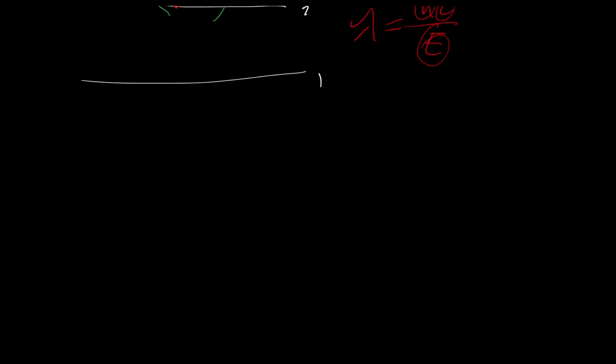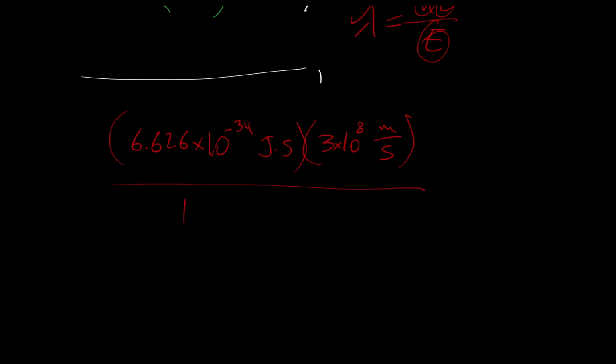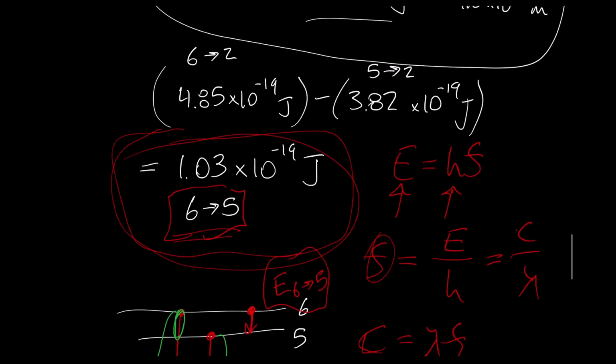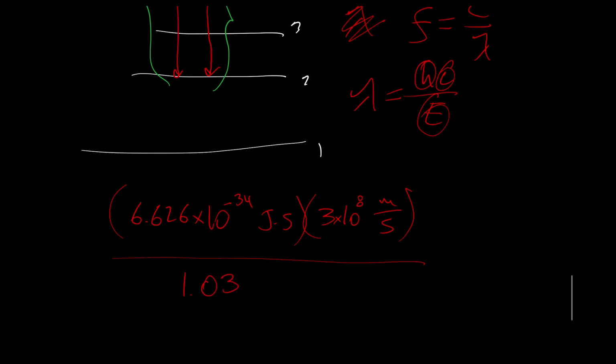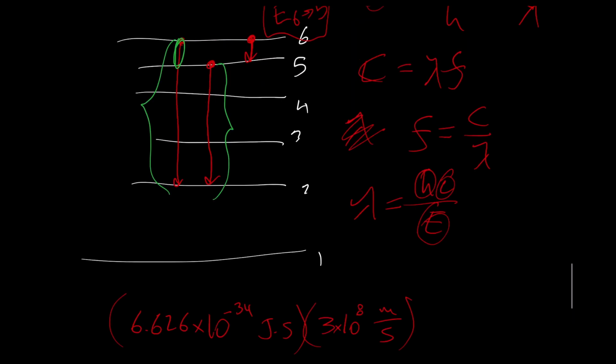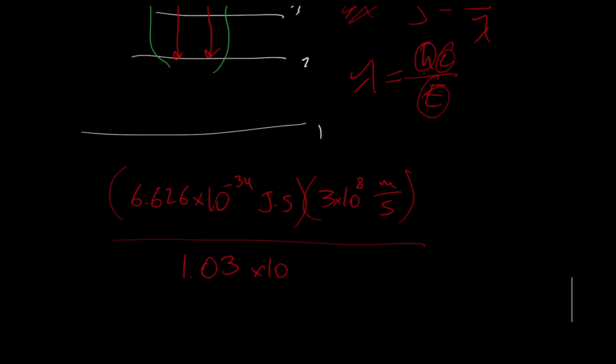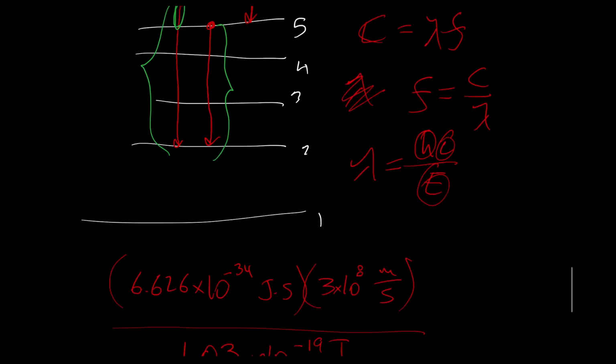So let's actually do this. We have 6.626 times 10 to the negative 34 joule seconds, right? We have 3 times 10 to the 8 meters per second. These things are being multiplied in the numerator. Here on the bottom, we have our newly calculated energy, 1.03 times 10 to the, what was the units? Negative 19 joules. And I think that's pretty much it, right?